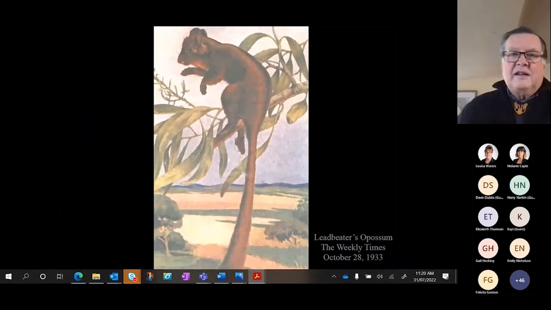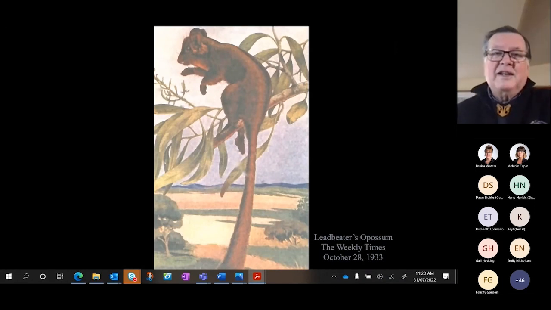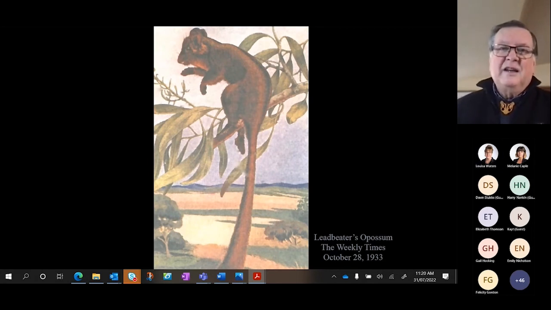And in 1933, this article appeared in the Weekly Times, which actually Dawn mentioned earlier. And there you go. There's this illustration, again reworked and given a background, a completely inappropriate background, but a background. But you can see, with no live specimens having been seen in the last 30 years, it was the same drawing worked up again. Go on.